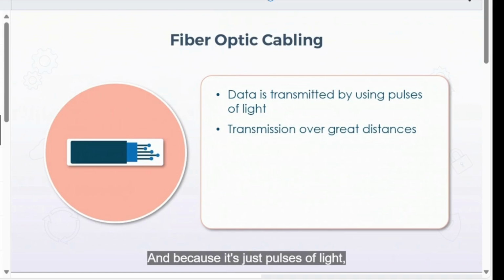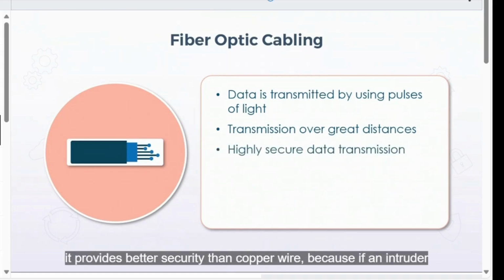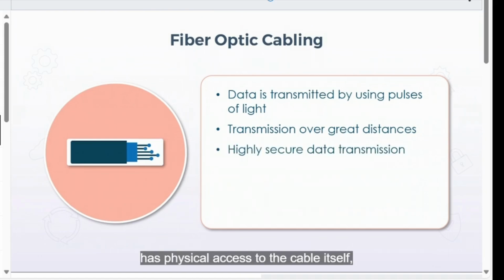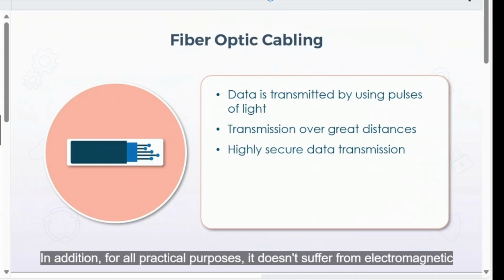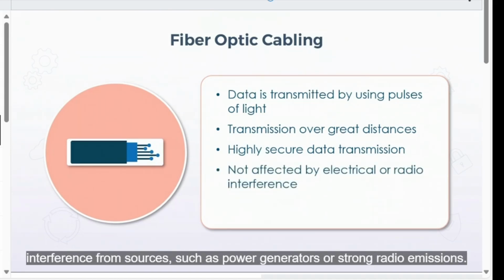And because it's just pulses of light, it provides better security than copper wire because if an intruder has physical access to the cable itself, it is possible to tap into copper wire to intercept data. But if you try to do that with fiber optic cabling, it would just break the core material and you wouldn't be able to pick up on anything. In addition, for all practical purposes, it doesn't suffer from electromagnetic interference from sources such as power generators or strong radio emissions.